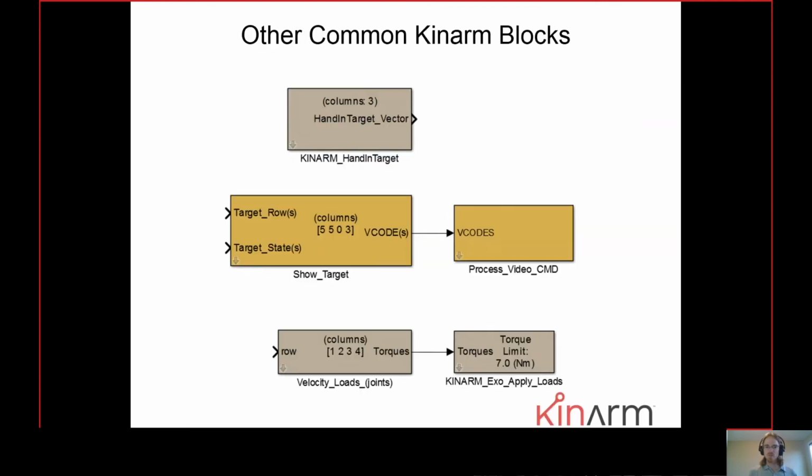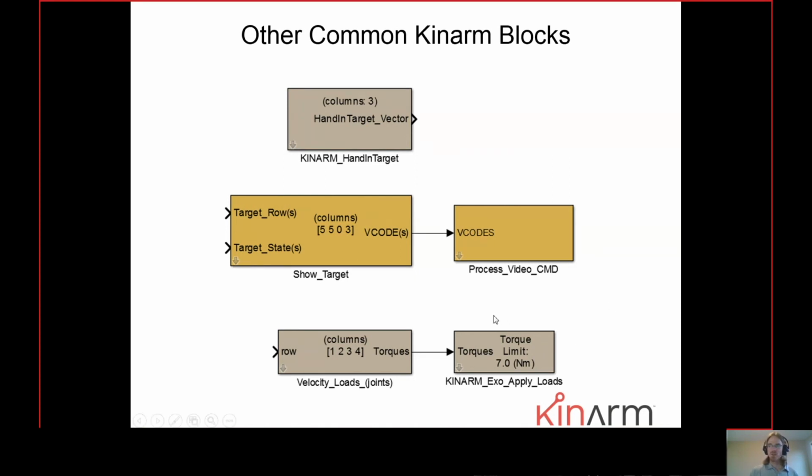There are some other blocks that are pretty common to make use of. Hand in target is kind of what it sounds like. It tries to let you know, if you've got things defined in your target table, is your hand in any of those particular targets. Show target and process video commands are all about making sure things get put on the screen. The process video commands block is the one that actually does the heavy lifting in terms of making sure things get put on the screen. Show target helps define what those things are. So you might have several show target blocks for different targets that you'd like shown simultaneously.